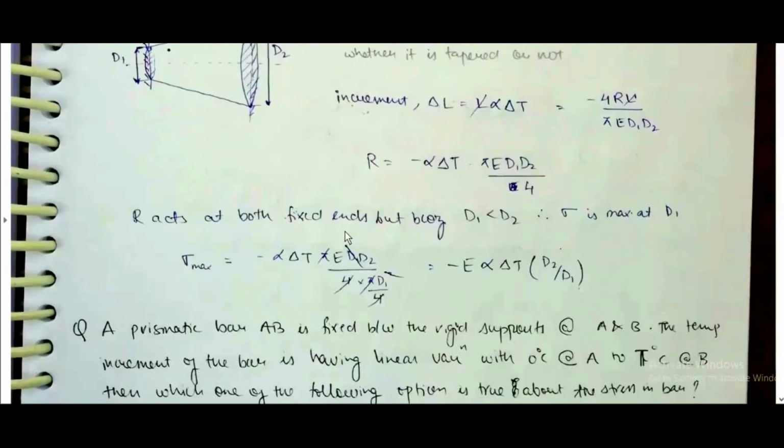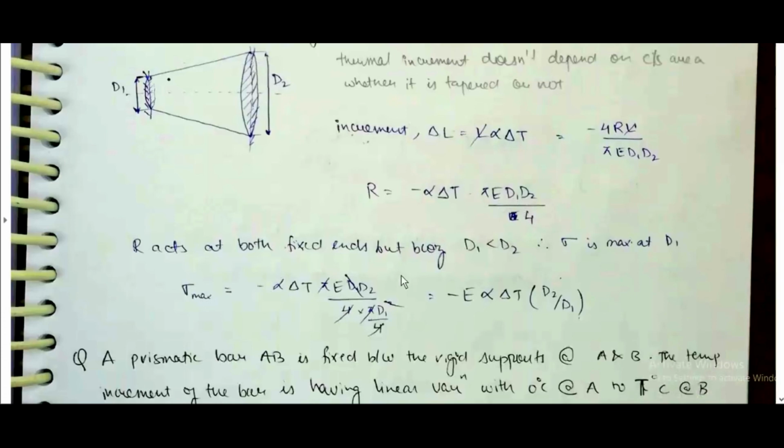R acts at both fixed ends, but because d1 is less than d2, sigma is maximum at d1. Sigma max is equal to minus alpha delta T pi E d1 d2 by 4 divided by pi by 4 d1 square, which is equal to minus E alpha delta T into d2 by d1. That's how we have to solve.